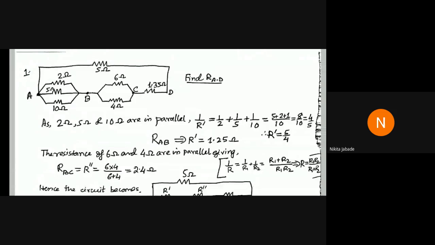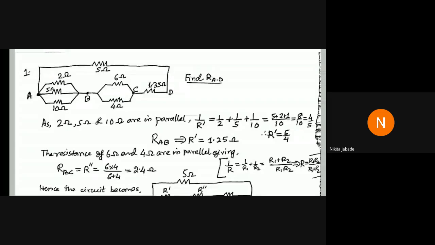Okay, so if you do that, then this reduces, and we find RAB as R dash equals 1.25. People have also shown me 5 by 4. That will also do. That is the fractional value 5 by 4, which equals 1.25 for the section A to B.